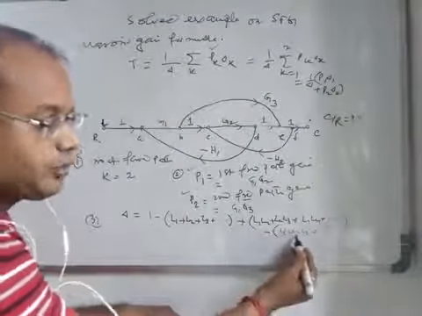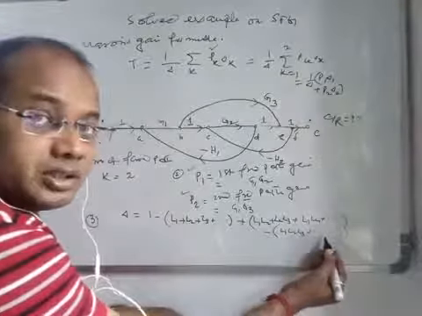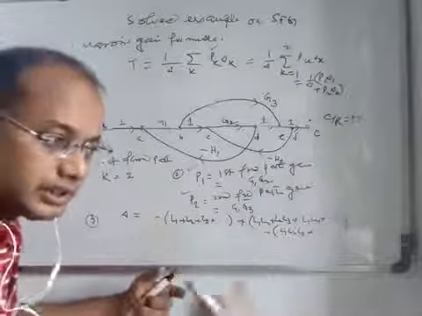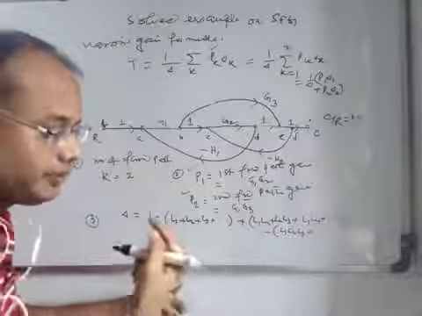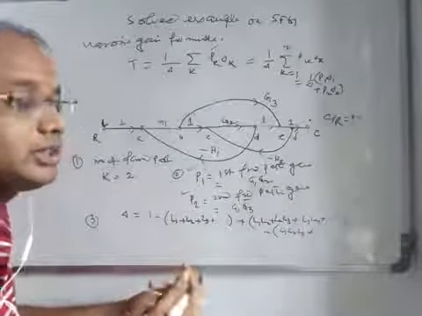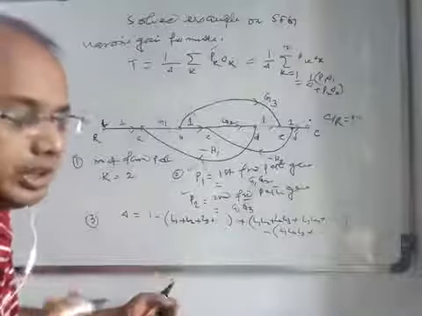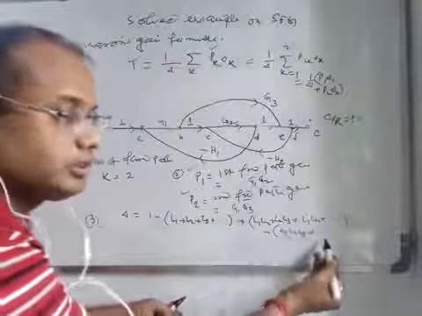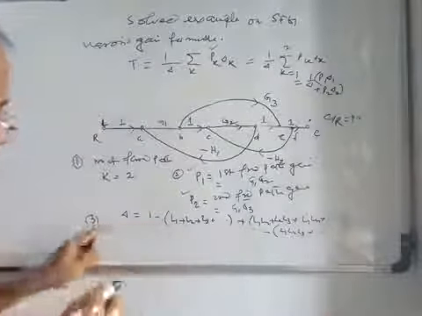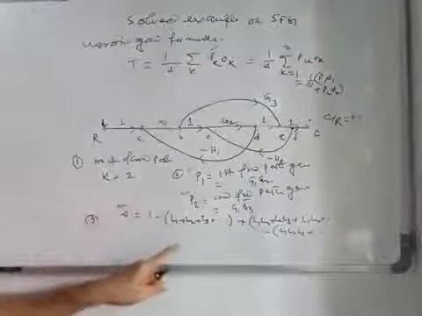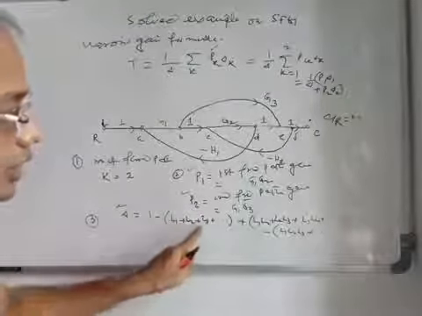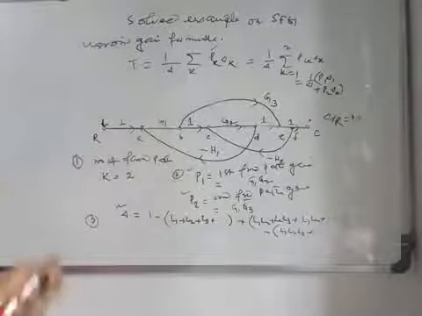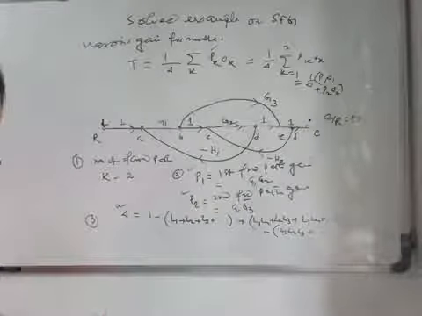Similarly, the sum of gain products of all possible combinations of three non-touching loops. Three non-touching loops means you have to consider the gain products of three loops which are not touching or not sharing a common node. So L1 L2 L3, L1 L2 L4 and so on. So this is the delta. To find out the delta, what do you have to do? You have to find out the number of loops. So the next step I can say is step 4.